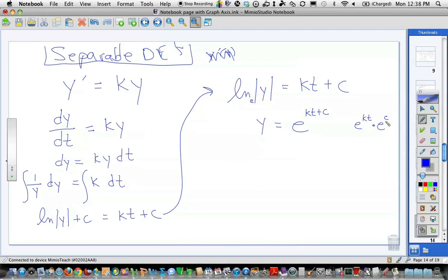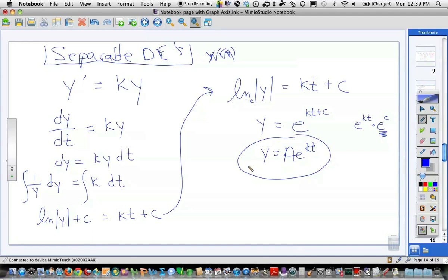e to the kt times e to the c. Right? When you multiply, you add the powers. Right? And what's e to the c? Some other constant. Well, let's call it a this time. So we multiply by some constant. We'll just call it a, and we'll swing it around front, and we get a e to the kt, and there it is. And so that's how that differential equation came out to have this solution.